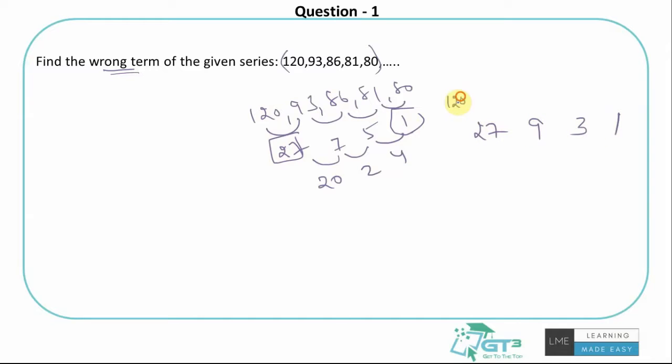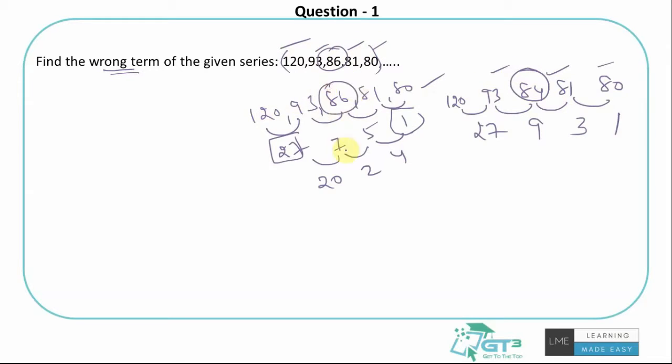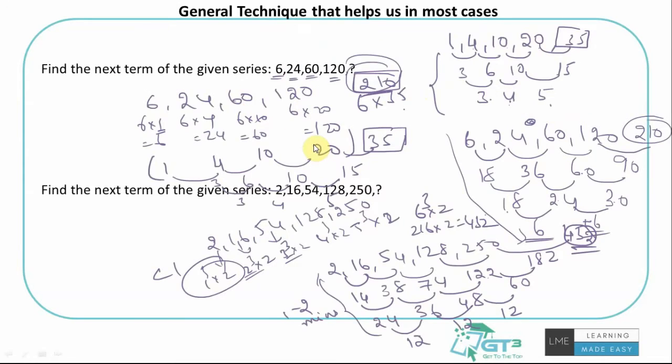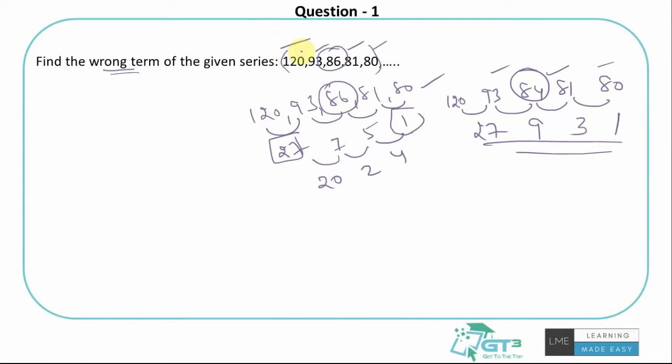So 120 minus 27 gives me 93. 93 minus 9 gives me 84. 84 minus 3 gives me 81. 81 minus 1 gives me 80. So 120, 93, 81 and 80 are already part of the series. I only see 86 being the spoil sport here, because of which I could not find the relationship. So this was the pattern which was not being shown because of 86. So the correct term is 84 and the wrong term is 86 in this series. Right? So that's how we'll solve this.